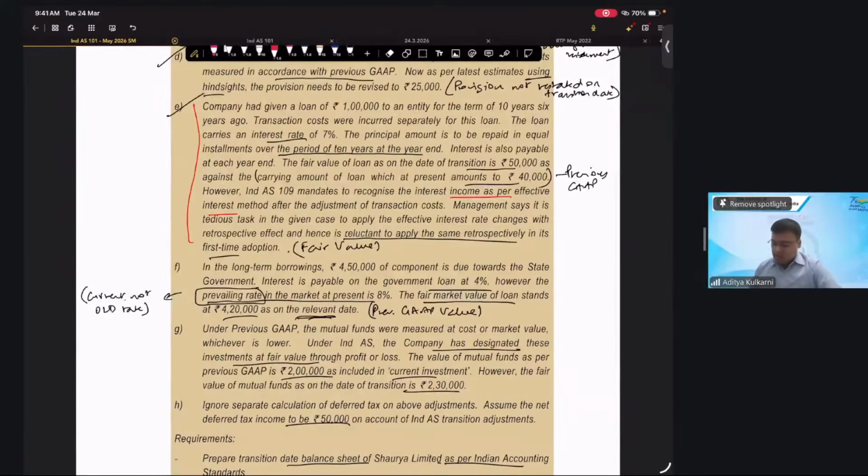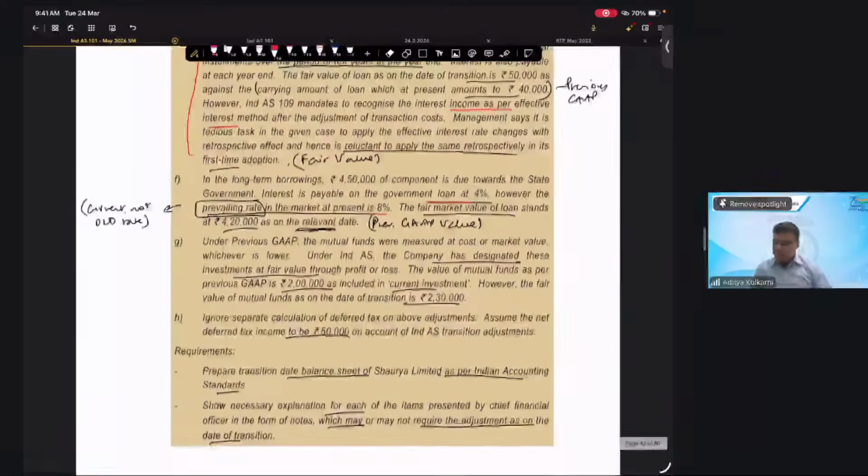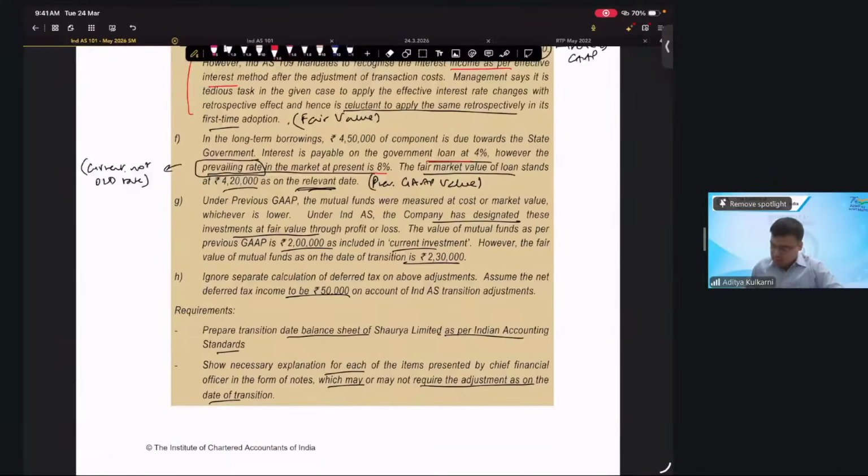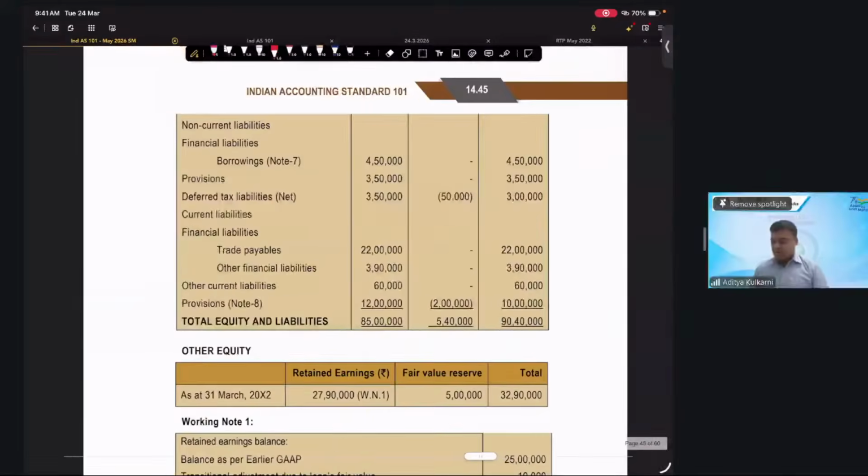In the long term, borrowings of 4,50,000 is towards state government, interest payable at 4%. The prevailing rate is 8%. The fair market value of the loan stands at 4,20,000 as on the relevant date. Under previous GAAP, mutual funds are measured at cost or market value, whichever is lower. So this is given. A separate deferred tax adjustment sheet is given. Prepare the transition date balance sheet. Okay, fine.